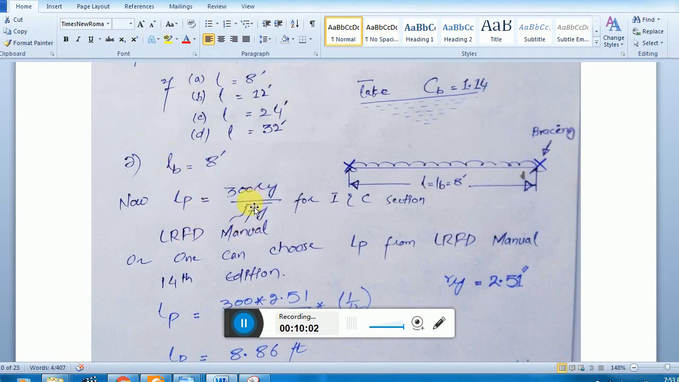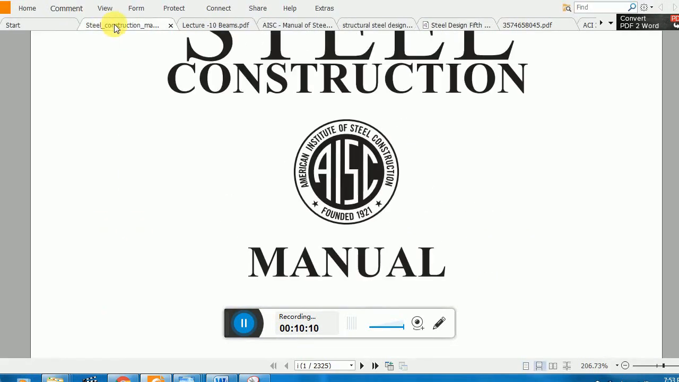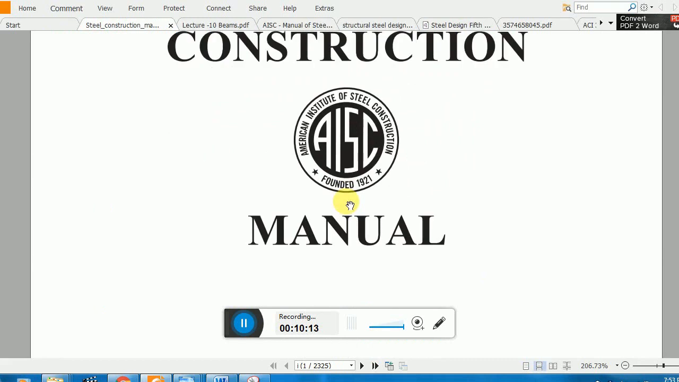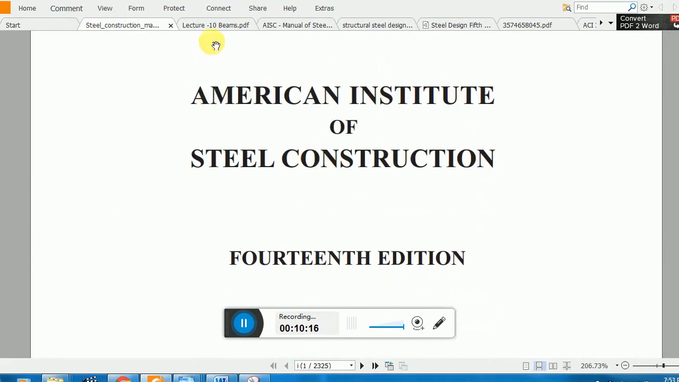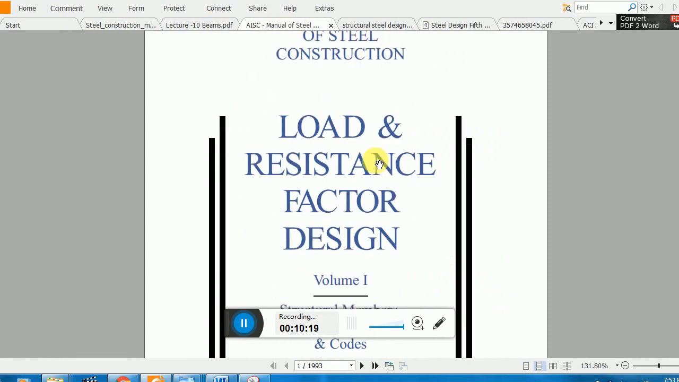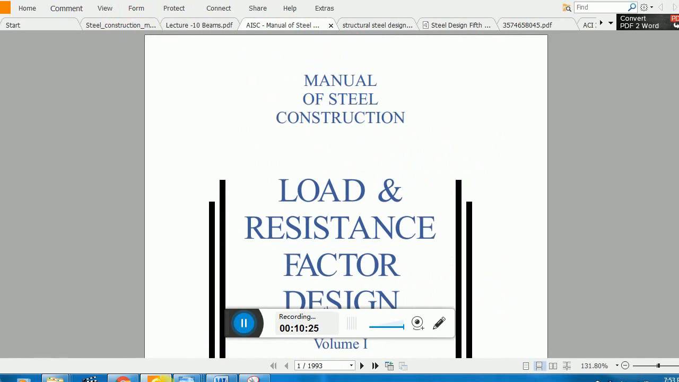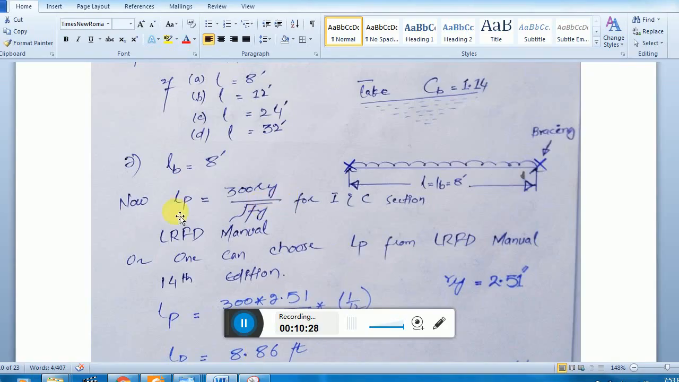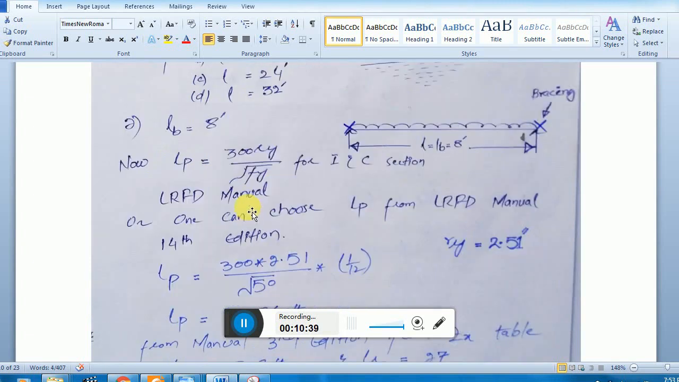Or one can choose it from the LRFD manual, 14th edition. As I showed you, you can select that formula from this manual, and from this manual as well. If in your examination this LRFD manual is allowed, you don't need to memorize things; you just have to select the formula. I will show you later where this formula is. I think that is in chapter number 3, flexure design, the beam design chapter, where you find this value.